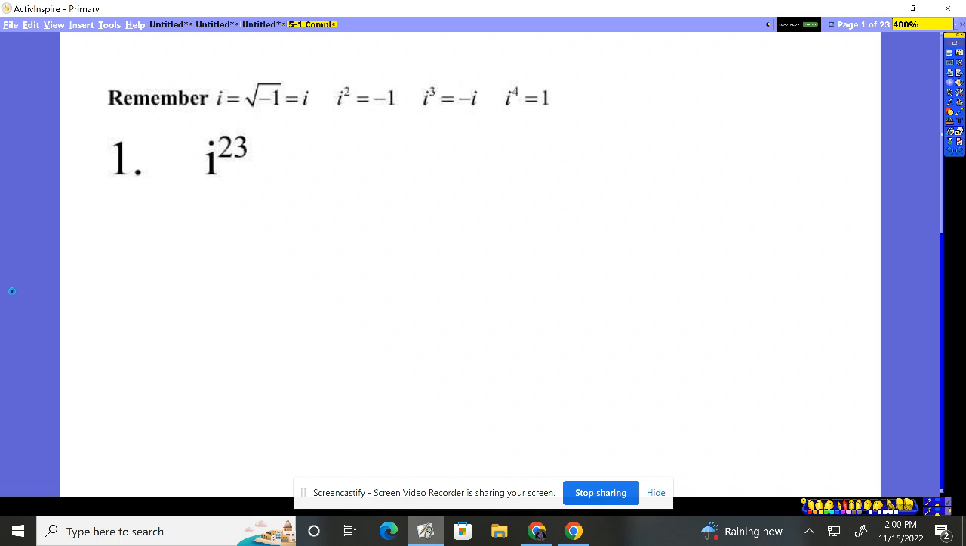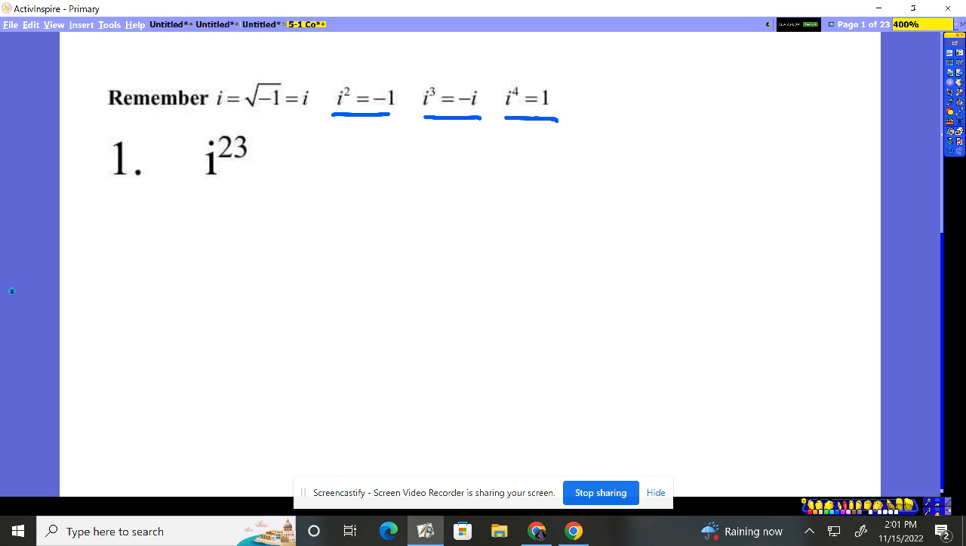All right, number one, it wants to know if I simplify i to the 23rd, where does it go down to? Now, we've talked, if you have just a single i, we know that's the square root of -1, which is just i. If you have i squared, that's the square root of -1 times the square root of -1, which just gives you -1. i to the third is going to be -1 times i, which gives you negative i. And then i to the 4th gives you back just the number 1. And so then this cycle starts all over again.